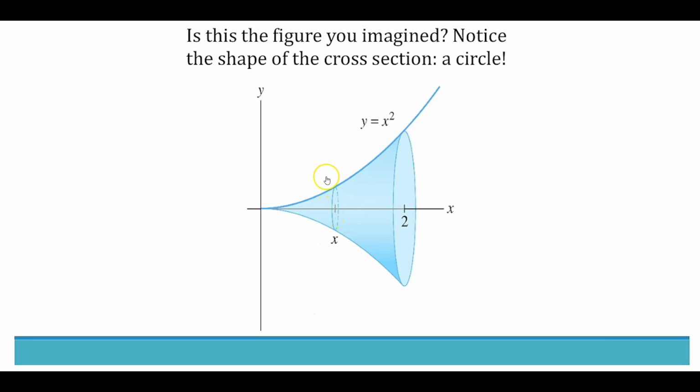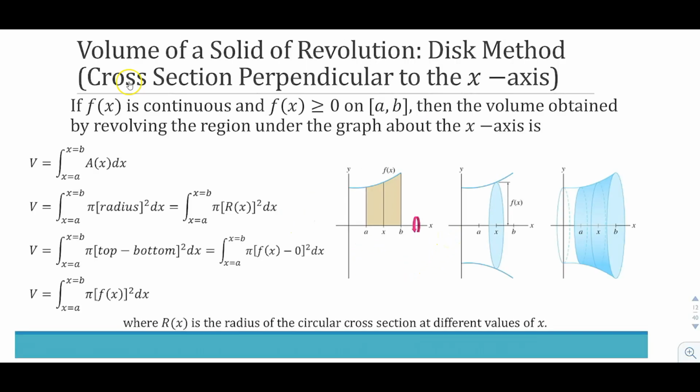Notice that the shape of the cross-section is a circle. So here at this x value, we can see that a cross-section would be a perfect circle, and notice that its radius, r, would extend from the x-axis to the function y equals x squared. Let's go ahead and generalize this.